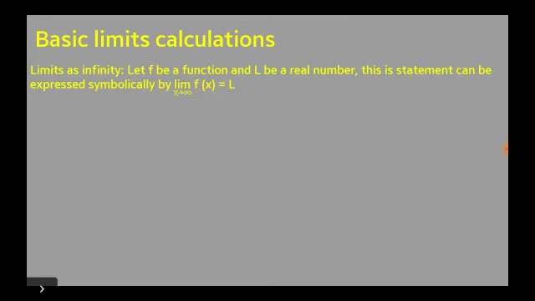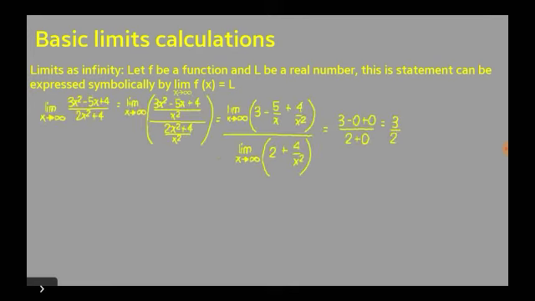Limits at infinity: let f be a function and l be a real number. This statement can be expressed symbolically by the limit as x approaches infinity of f of x equals l, like this. Let me tell you, if the numerator has the same variables as the denominator, you have to determine the limit as x approaches infinity of 3x squared minus 5x plus 4 over 2x squared plus 4. Here there is x squared in the numerator, and x squared in the denominator.